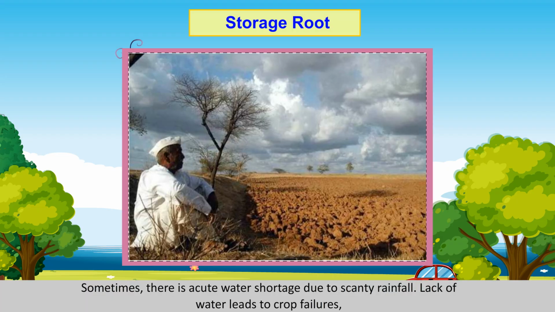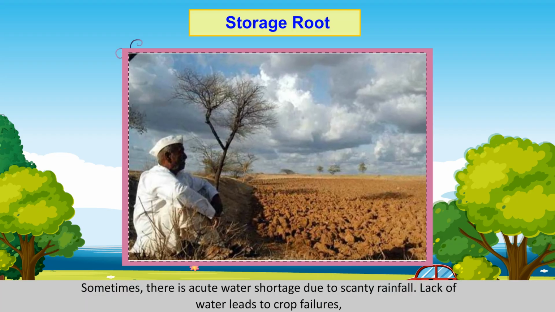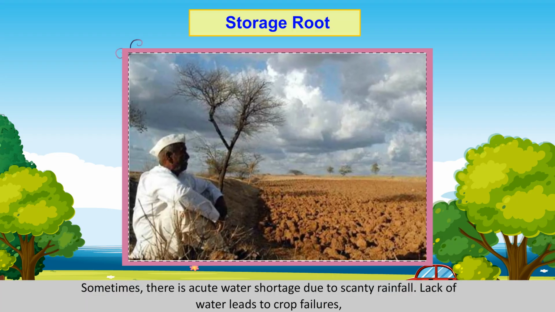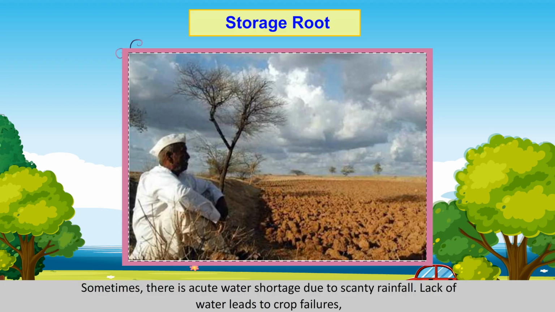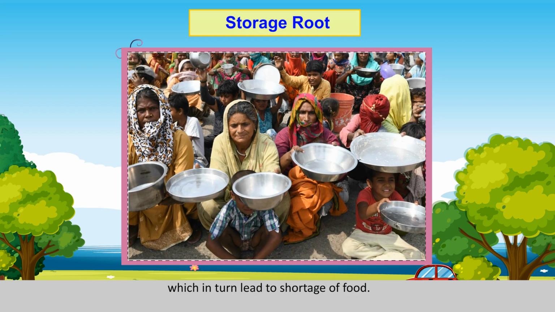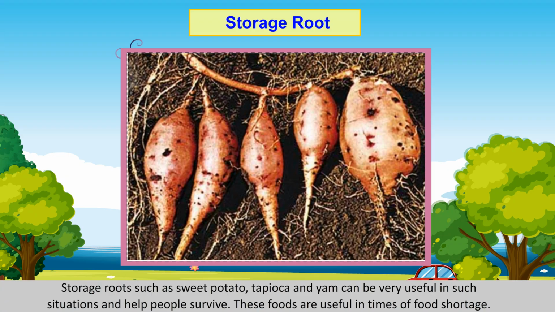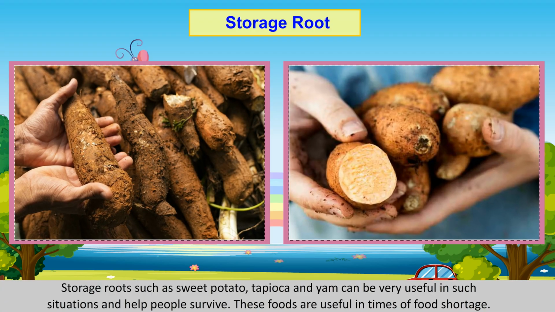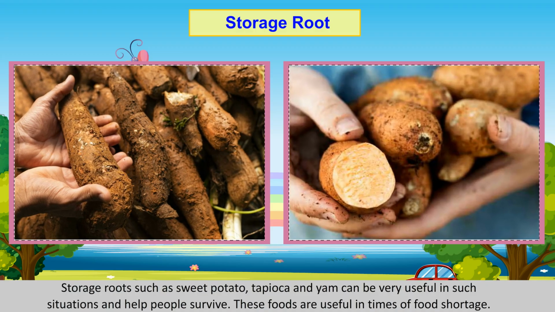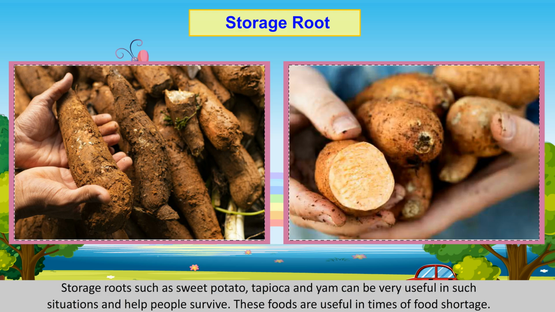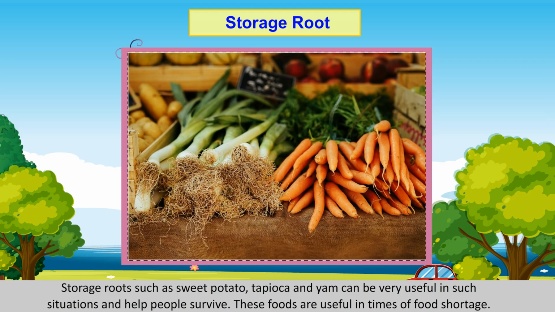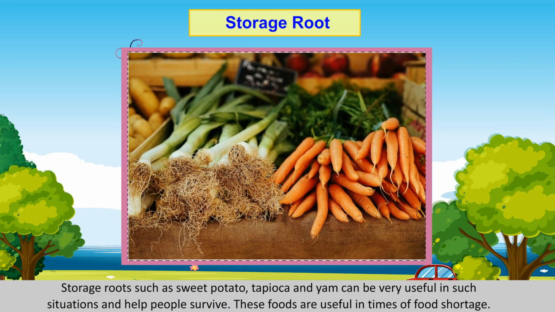Storage root. Sometimes there is acute water shortage due to scanty rainfall. Lack of water leads to crop failures, which in turn lead to shortage of food. Storage roots such as sweet potato, tapioca, and yam can be very useful in such situations and help people survive. These foods are useful in times of food shortage.